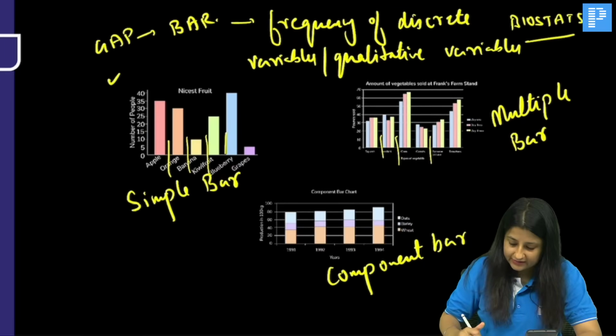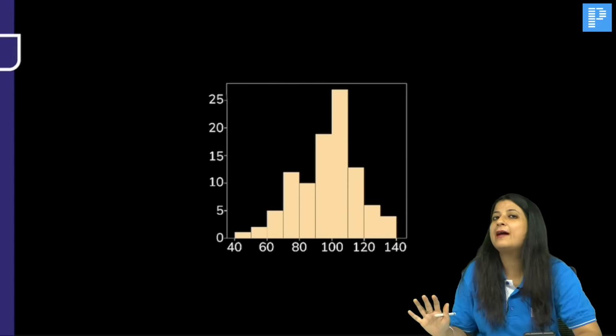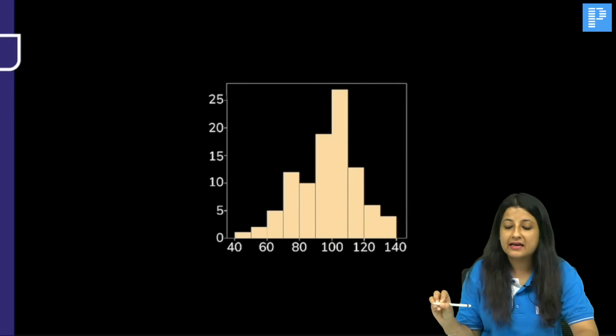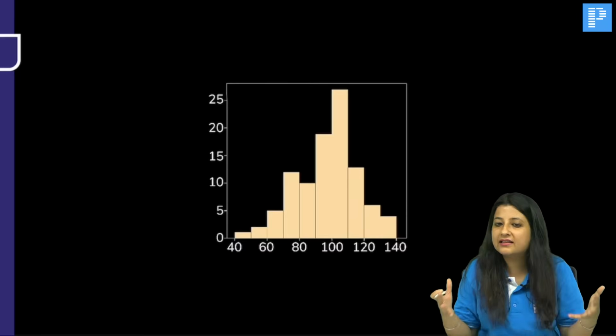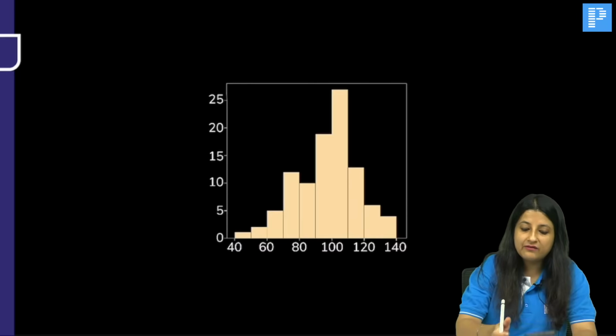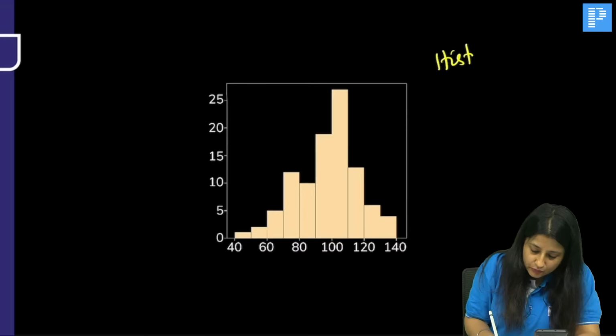Now have a look at this next image. What do you think this one is, where you don't see any gap? When we don't have any gap, it means things are continuous. So what is this one, everybody, where you don't see any gap? This one is a histogram.